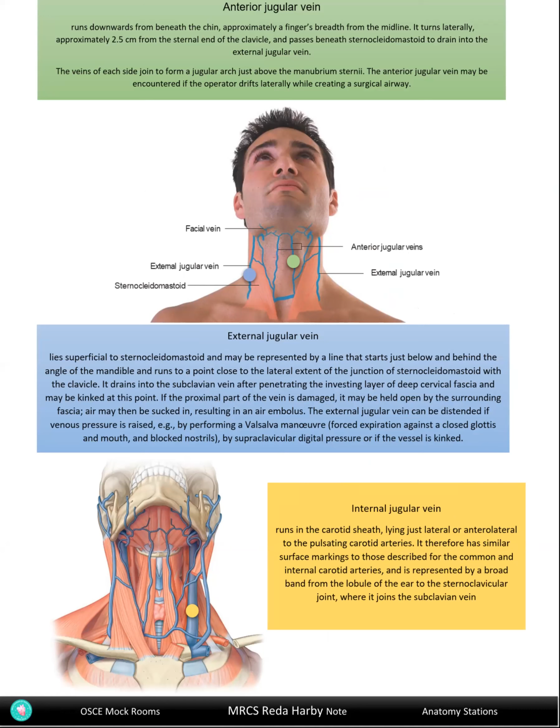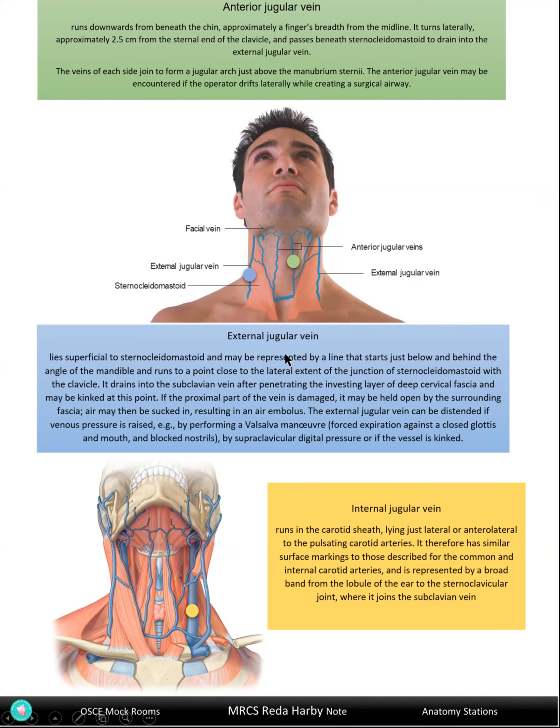It is a complicated question, but I need you to understand that the two anterior jugular veins run downward from the chin, one finger breadth from the midline, and then lateral, extending from the sternal end of the clavicle and passing under the sternocleidomastoid to drain into the external jugular vein. Both veins meet in the jugular arch above the manubrium sterni. These are the anterior jugular veins.